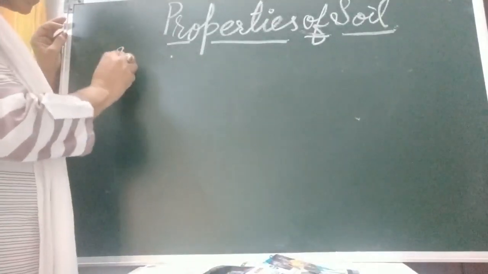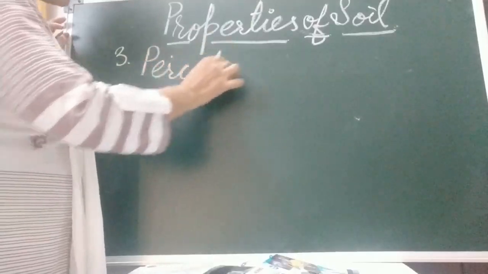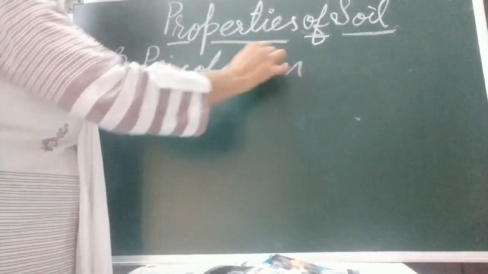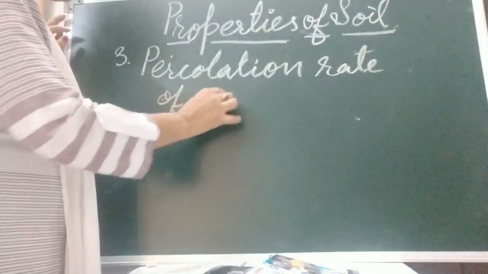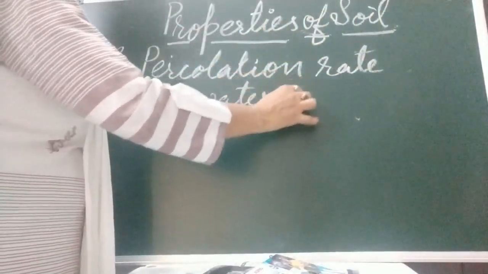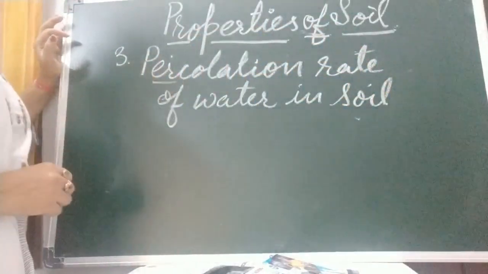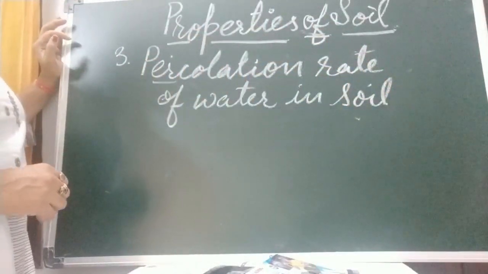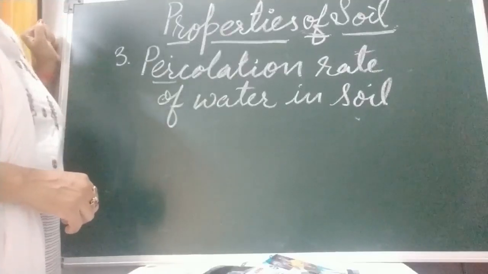Third property is percolation rate. Percolation rate of water in soil. Children, what is this percolation rate? The rate at which water exits the soil is known as its percolation rate.